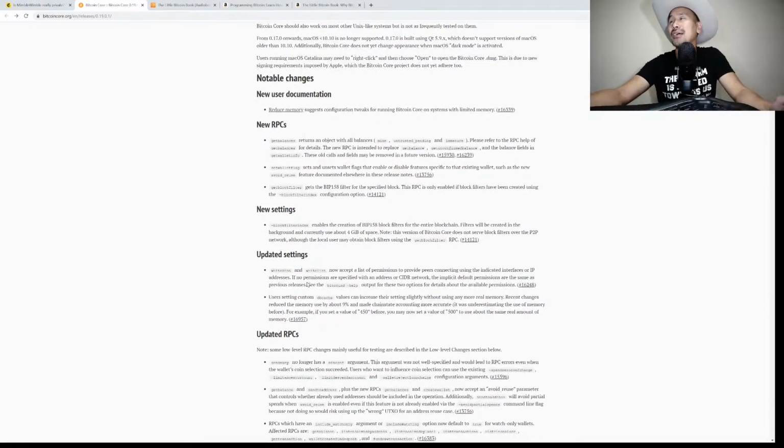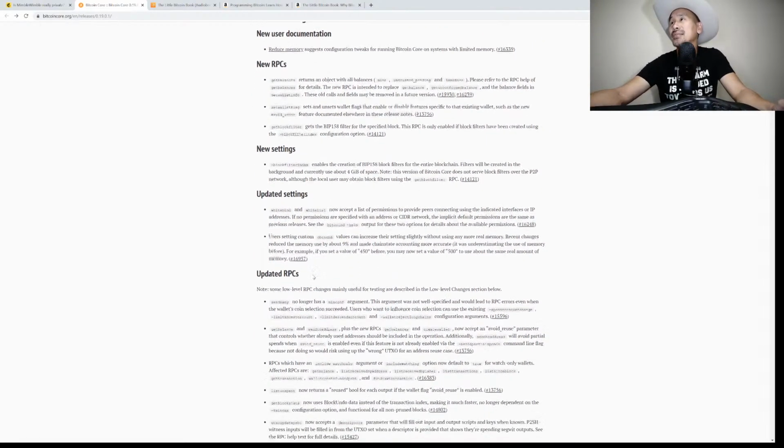New settings, block filter index enables the creation of BIP158 block filters. So this is, again, pre-computed by the node. Any full node can generate these block filters, and they're deterministic, so they're the same. You can also ask the network for them and check that it's exactly the same as you would compute. If you're a full node, that is. If you're a light node, then certain things you're not going to be able to compute.